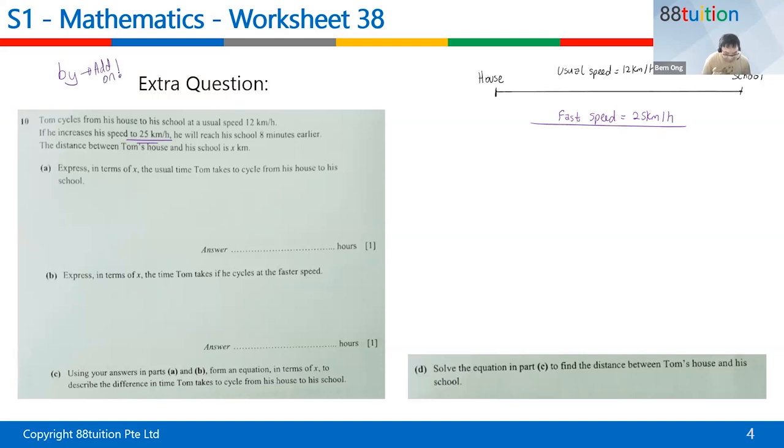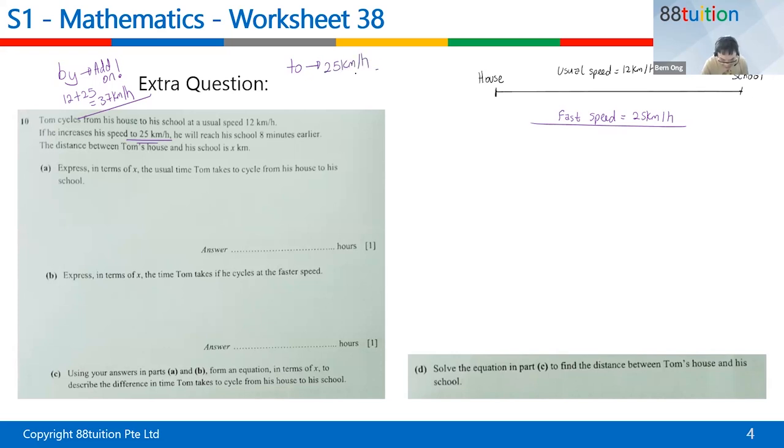All right. So if he increased his speed by 25 kilometer per hour, it means you have to take 12 plus 25, which is equal to 37 kilometer per hour. Can you see the English here? But when the question uses to, as in to 25 kilometer per hour, don't do anything.